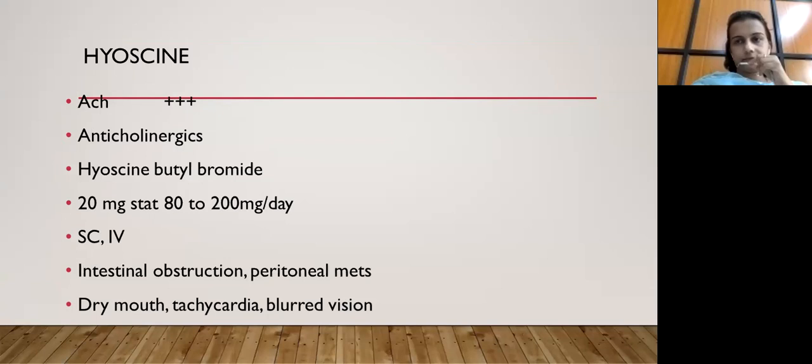We can give this, again, subcut or IV. Maximum, usually I go up to 4 times a day, or 160 milligram to 180 milligram. It can also be given by the peritoneal route, and it can cause dry mouth, tachycardia, and blurred vision. Next slide, please.